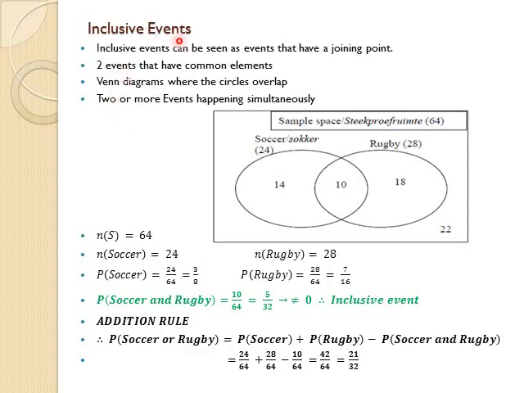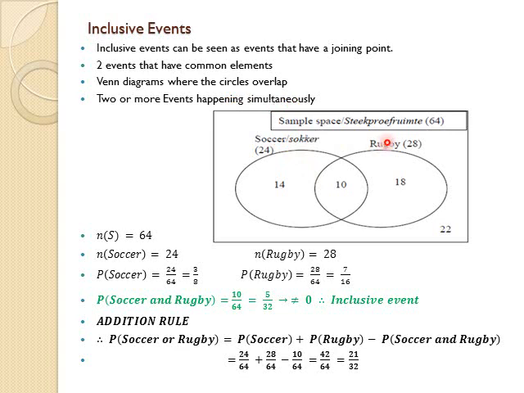Alright, inclusive events can be seen as events that have a joining point. So mutually exclusive, you are single and waiting for the right guy. Inclusive events, you met the right guy, and now you'll have some common elements and you'll decide you want to get married. So two events that have common elements, a Venn diagram where the circles overlap, two or more events happening simultaneously.